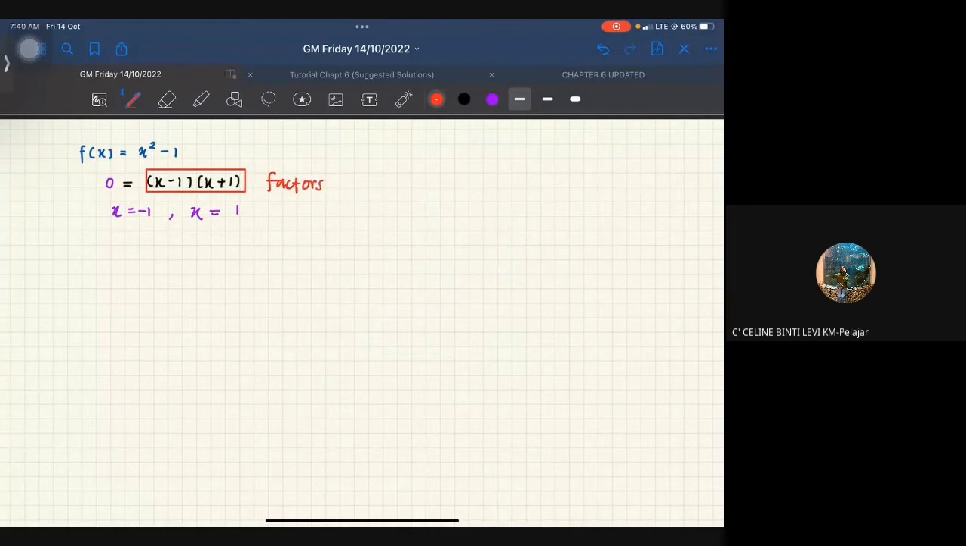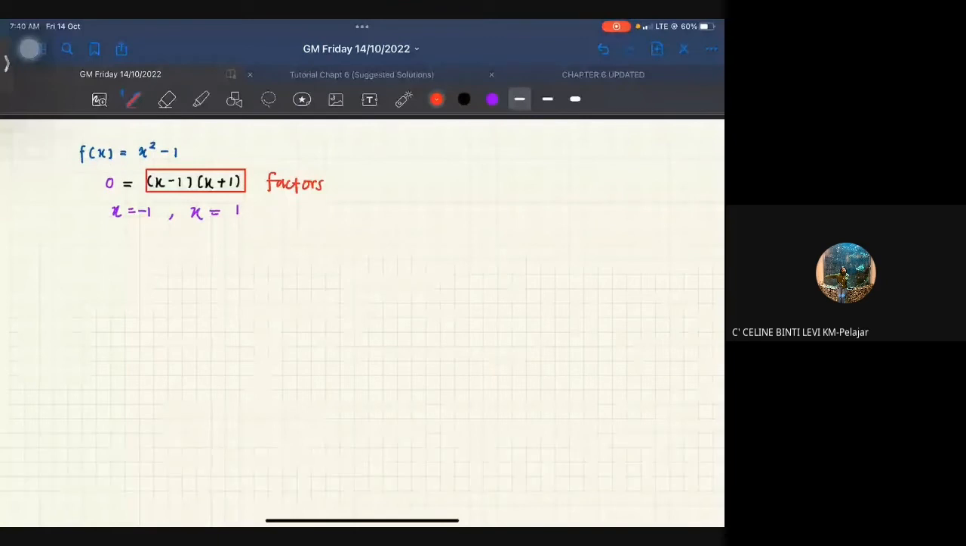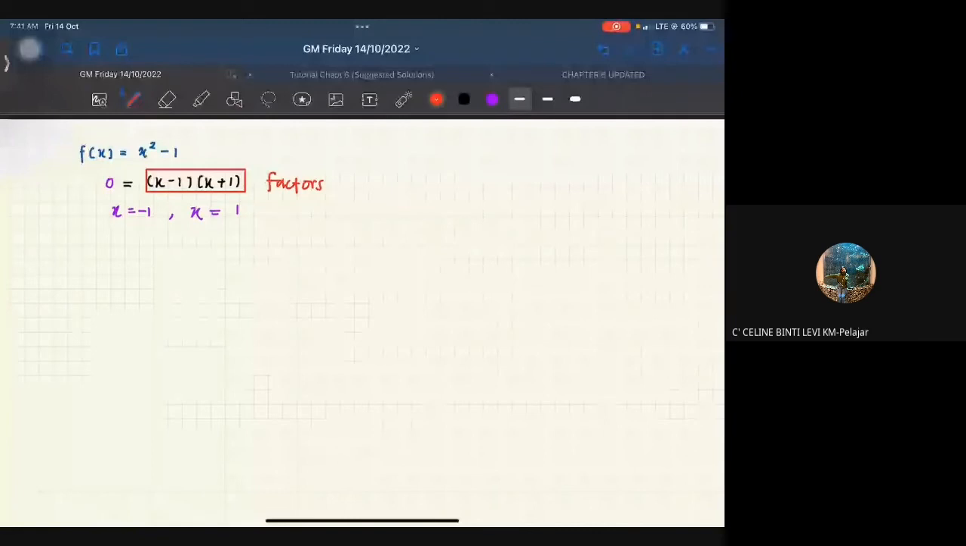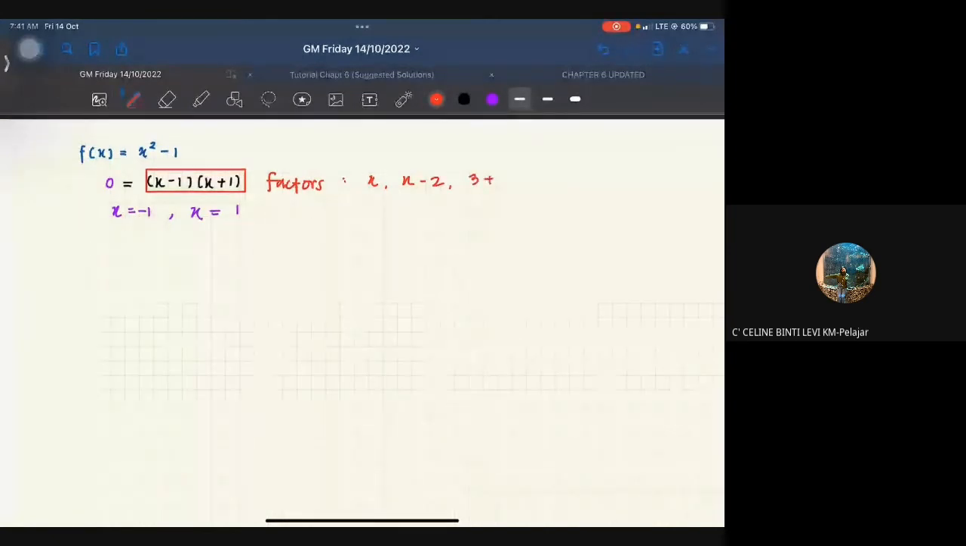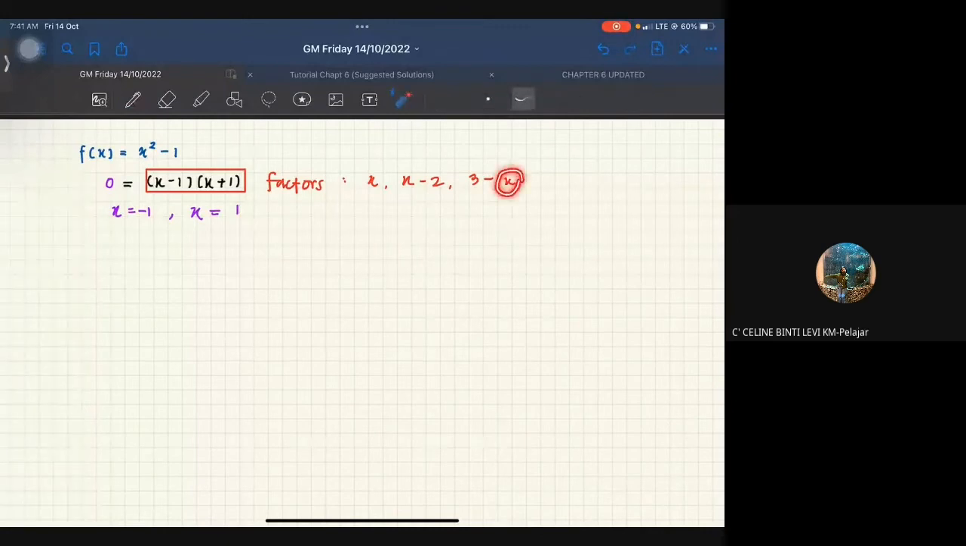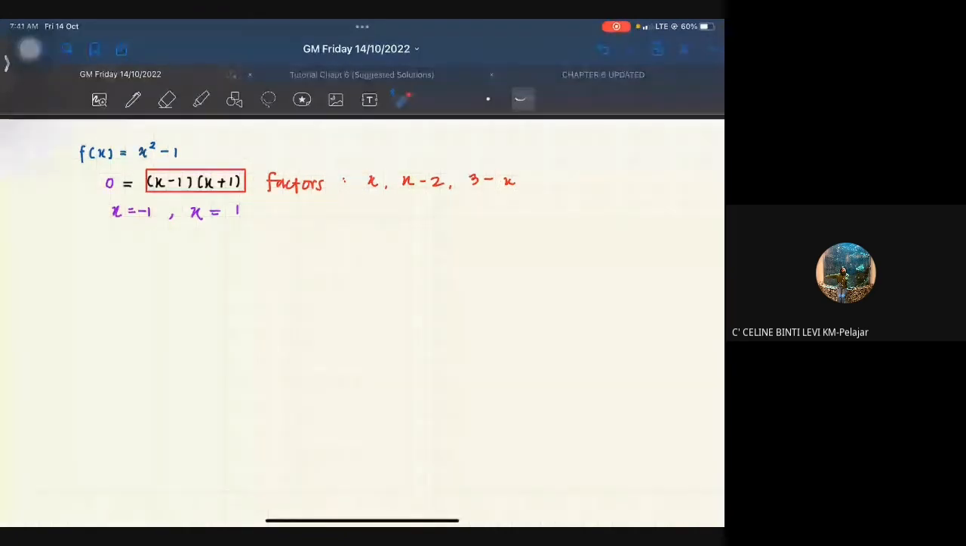Okay, so factor ni dia boleh jadi macam-macam lah. Tapi dia adalah dalam bentuk X dan ada proses tambah atau tolak dengan nombor lain. So contoh lain saya ada. Okay, so example of factors yang lain kita ada contohnya X. Let's say saya ada X minus 2 ataupun saya ada 3 plus X, 3 minus X ke. Okay, so kita ada X, we have X and then we have plus with something else ataupun minus with something else. So ini adalah contoh factor. Okay, biasanya factor kita akan lipat dia dalam bentuk bracket ataupun dalam bentuk macam ni lah.